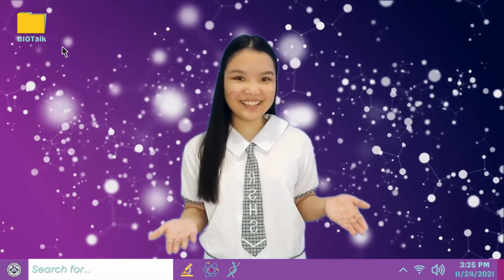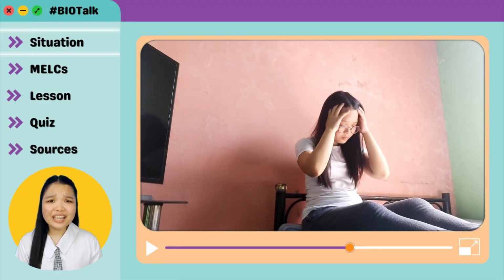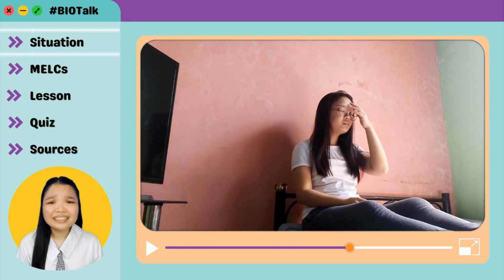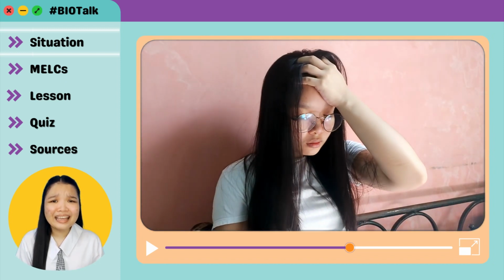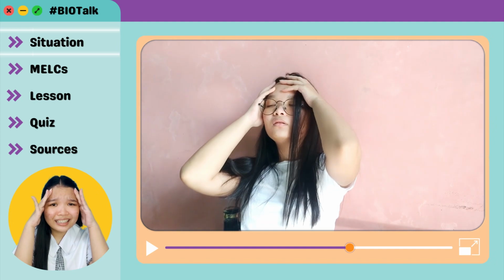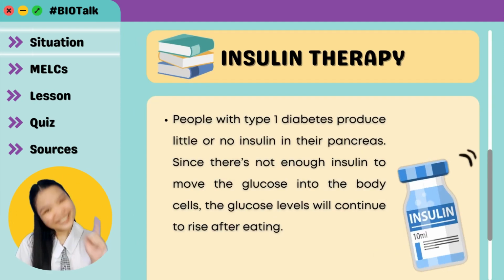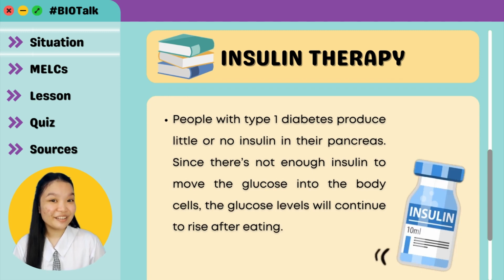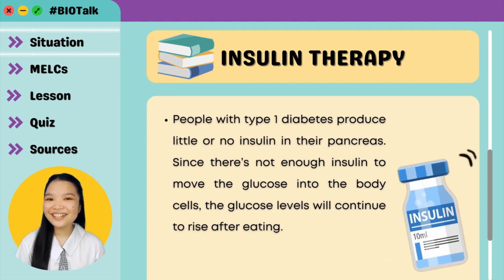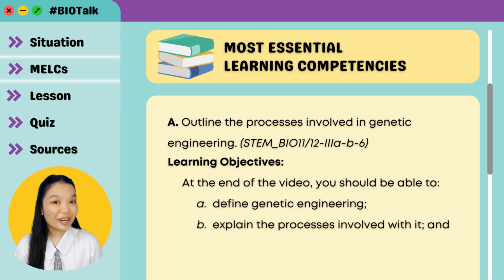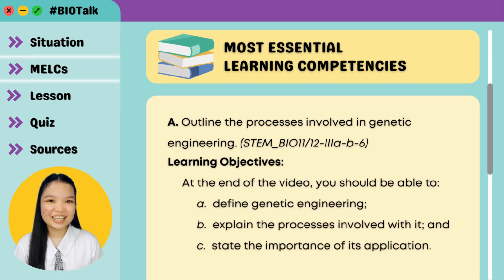Are you excited to learn? My friend here has type 1 diabetes, and after she ate lunch, her glucose levels are rising continuously. How do we save her? Insulin therapy! You got it right! With that, do you want to learn more about what we've just encountered? For this lesson, our objectives are to define, explain the processes, and state the importance of genetic engineering.